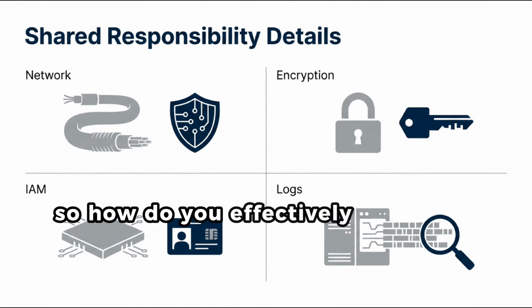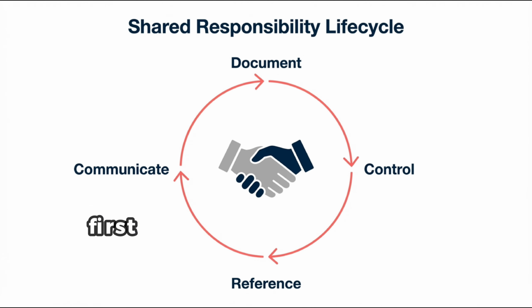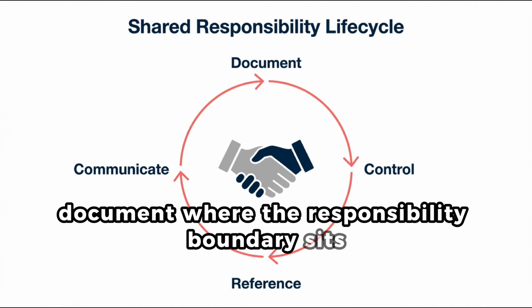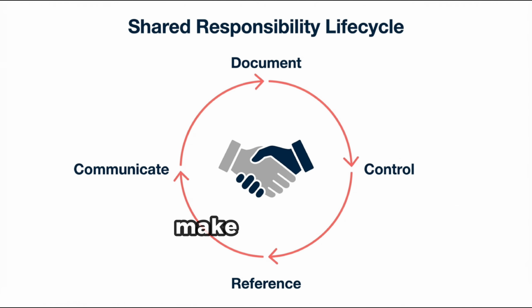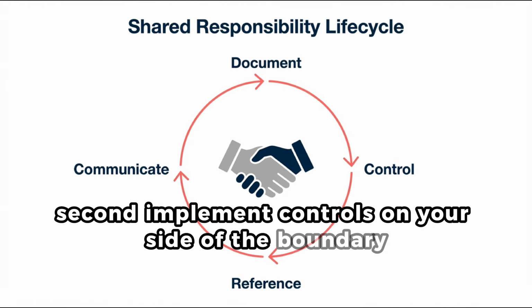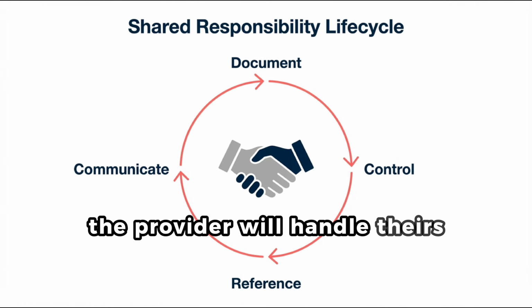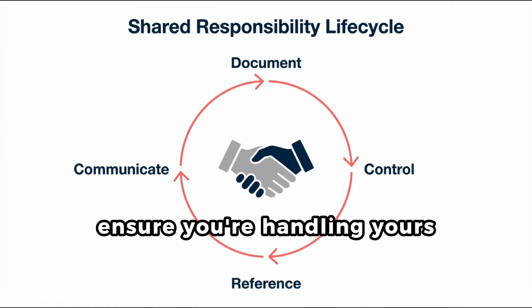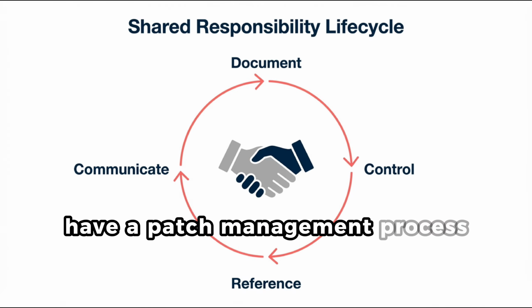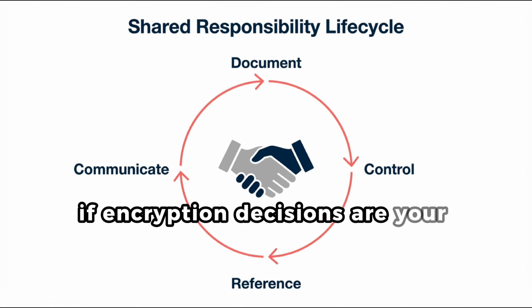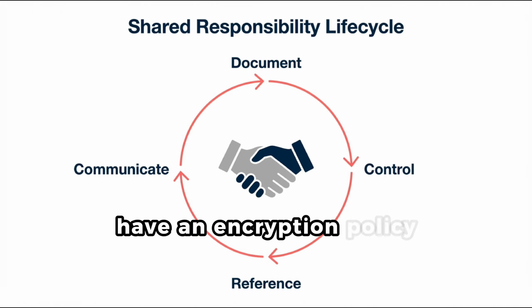So how do you effectively work with these boundaries? First, document them explicitly. For every service you use, document where the responsibility boundary sits. Don't assume everyone on your team understands it the same way. Make it explicit. Second, implement controls on your side of the boundary. The provider will handle theirs. Ensure you're handling yours. If the boundary puts OS patching on your side, have a patch management process. If encryption decisions are your responsibility, have an encryption policy.